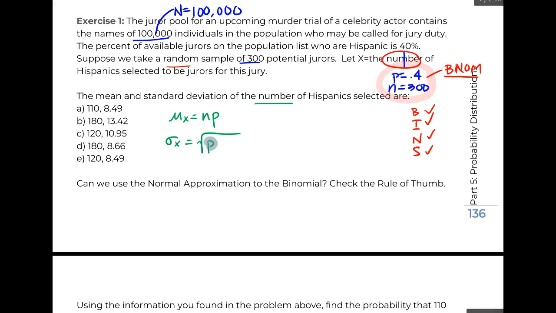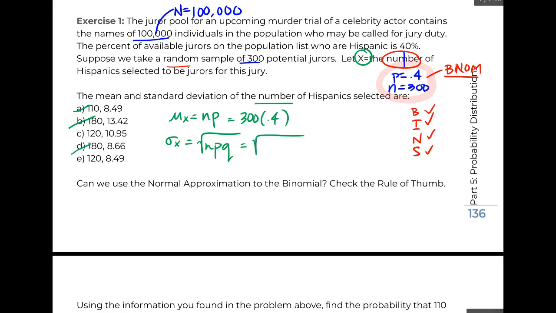And just so you know, that little X that's there, that's a subscript just to say that X is what we're finding the mean and standard deviation of. So don't necessarily need it. I just want you to know where it's coming from. So this is just 300 times 0.4, which means I can get rid of all of those.